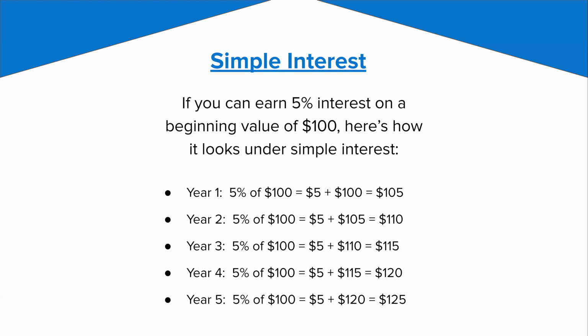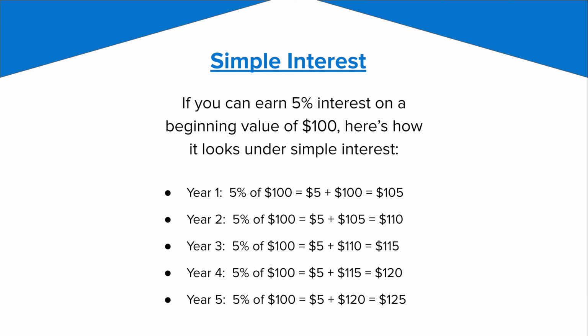With simple interest, let's say we can earn 5% interest on a beginning value of $100. How will it look? Well, let's go to year one. We take 5% of $100 and we receive a payment of $5 and we add it to the beginning value of 100, resulting in a grand total of 105. And as you can see in the years following, we continue to take 5% of $100 and then we add back the previous year's grand total.